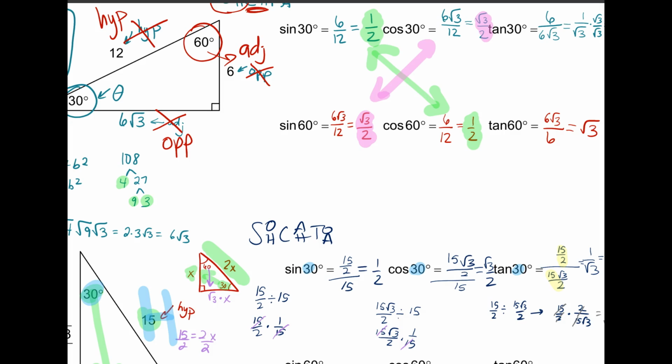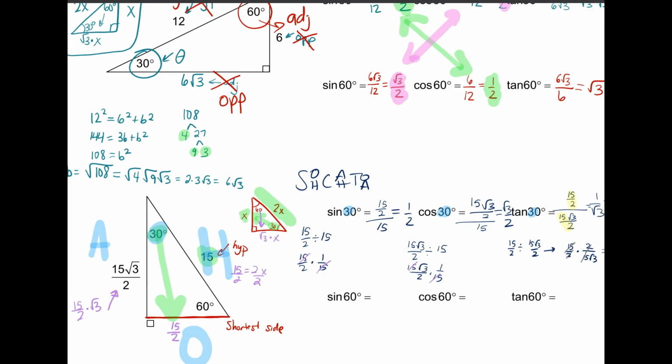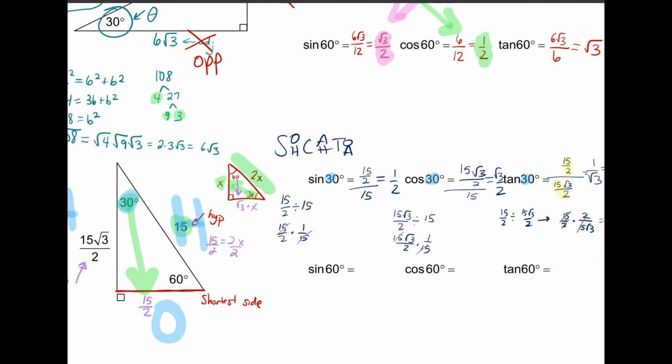Does that transfer over to every triangle, not those numbers? As long as the triangles have the same angles. Oh, okay. Yep. So, can we guess what sine of 60 should be? Root 3 over 2. What should cosine 60 be? 1 over 2. And tangent 60?